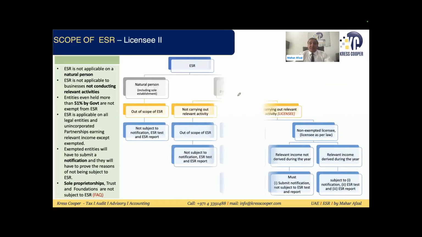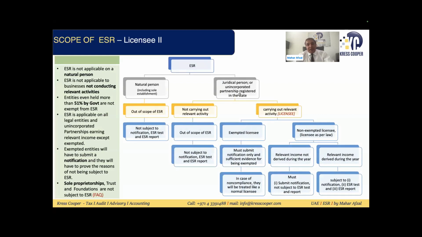So this chart is very important. It will give you a comprehensive understanding of which parties are subject to ESR and which parties are not subject to ESR. First of all, a natural person is not subject to ESR, straightforward.